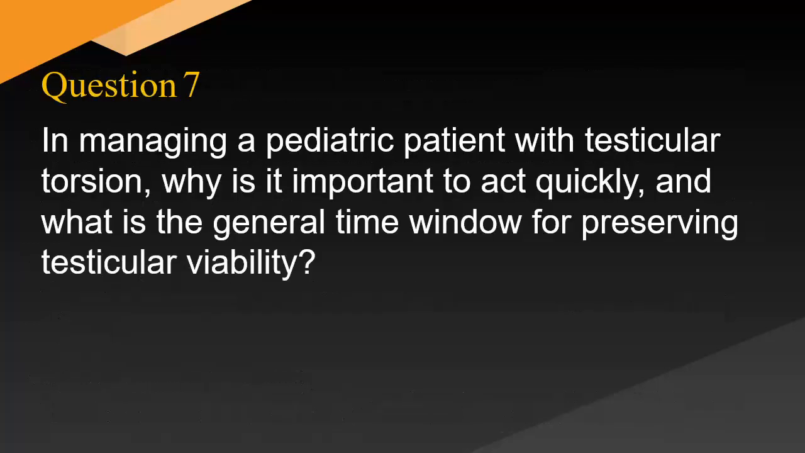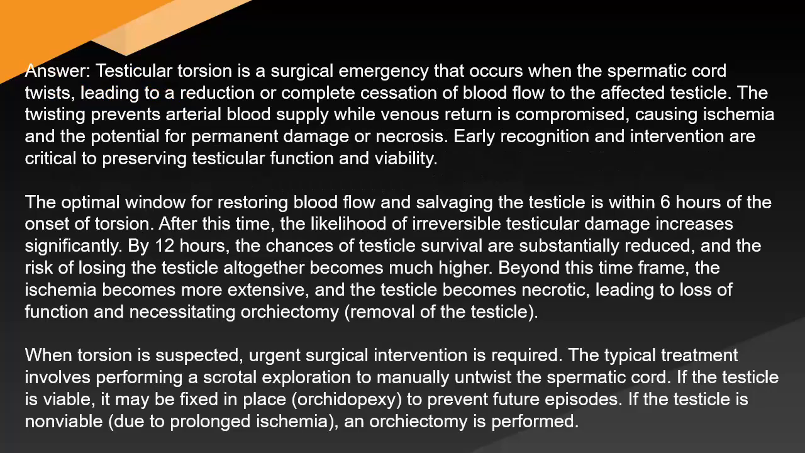In managing a pediatric patient with testicular torsion, why is it important to act quickly, and what is the general time window for preserving testicular viability? Answer: Testicular torsion is a surgical emergency that occurs when the spermatic cord twists, leading to reduction or complete cessation of blood flow to the affected testicle.